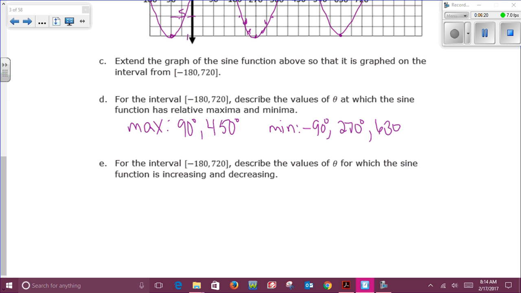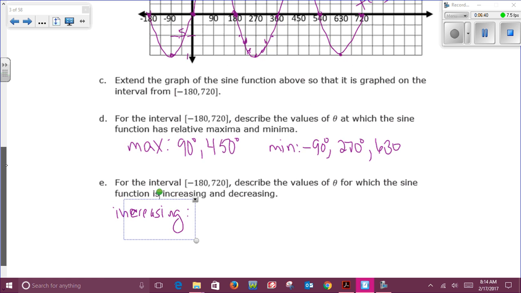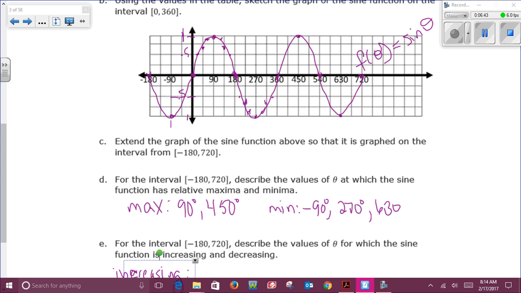For the interval from negative 180 to 720, describe the values of theta for which the sine function is increasing or decreasing. Well, we'll start with increasing. So if I'm looking back at my graph, it's increasing. It starts here and it goes to there. That's one interval of increasing. And then I have another interval going from here to here, which is increasing. And then I have another interval from here to here, which is increasing. So I'm just going to write out the intervals.